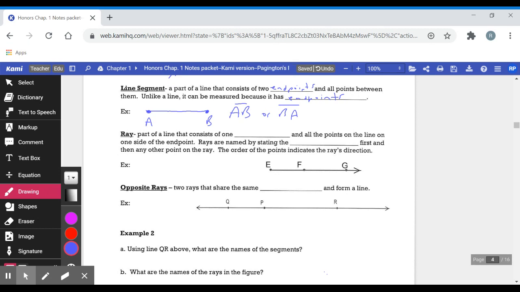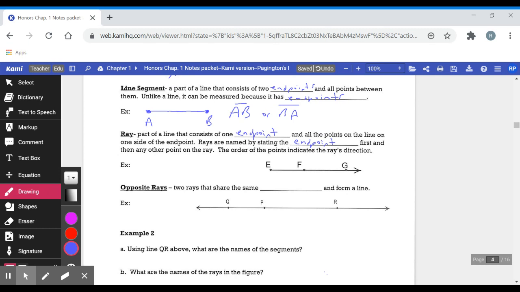For a ray, it's a part of a line that consists of one endpoint and all the points on the line on one side of the endpoint. Rays are named by stating the endpoint first and then any other point on the ray. The order of the points indicates the ray's direction.